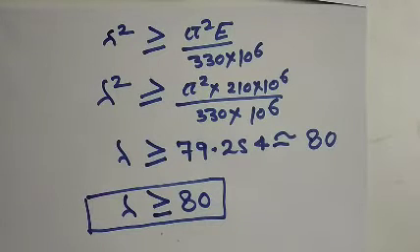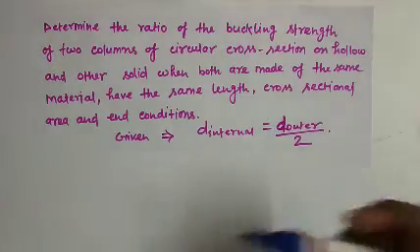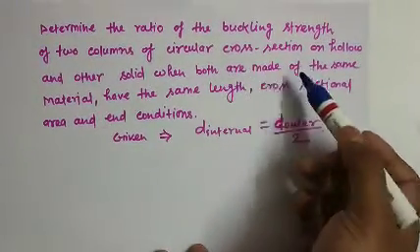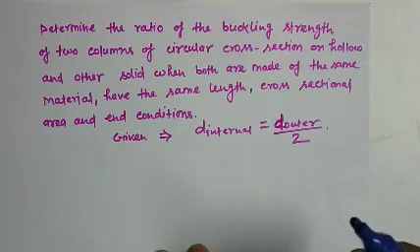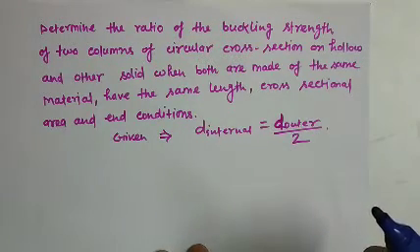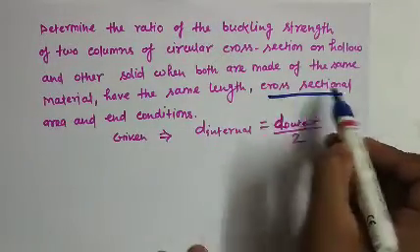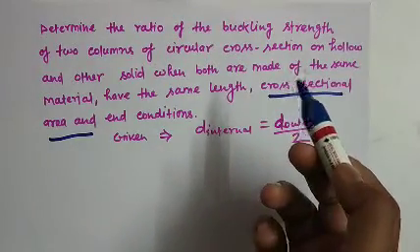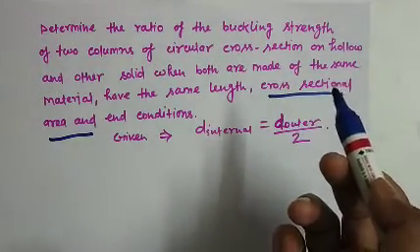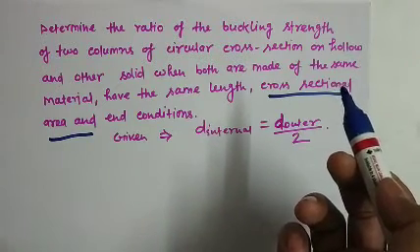Now we will discuss another problem. Here is the problem: determine the ratio of the buckling strength of two columns of circular cross section, one hollow and the other solid, when both are made of the same material, have the same length, same cross sectional area and same end condition. We are going to compare a hollow section column with a solid column.